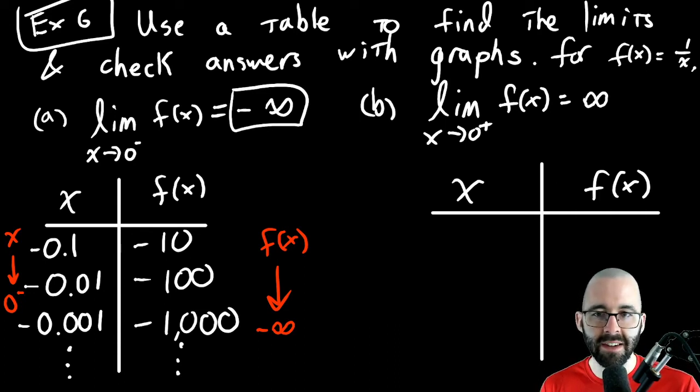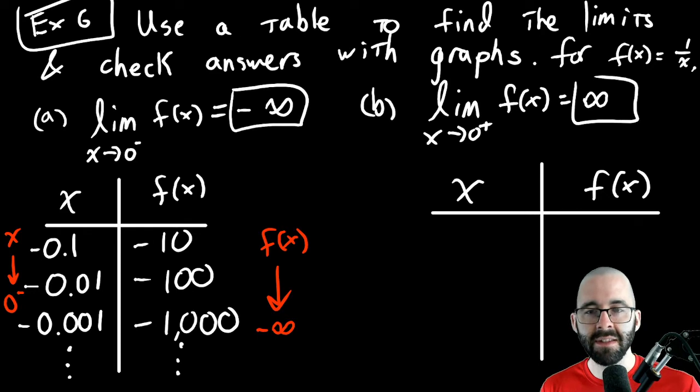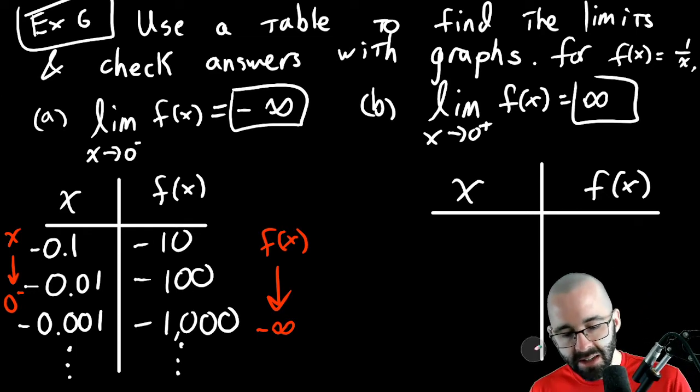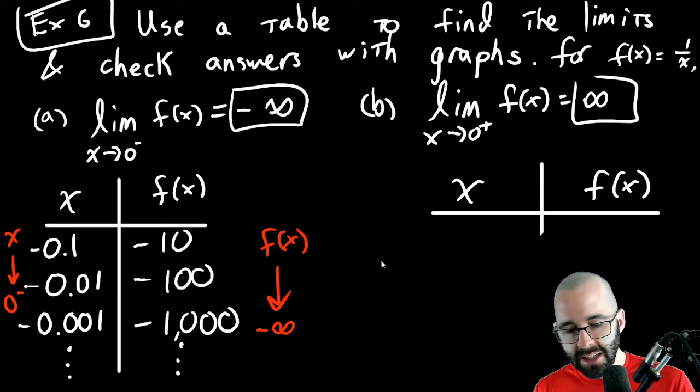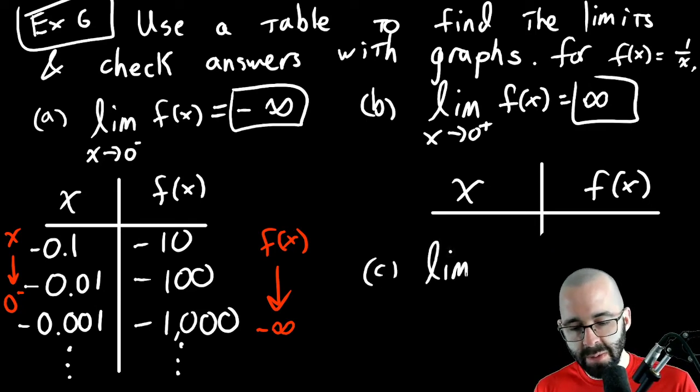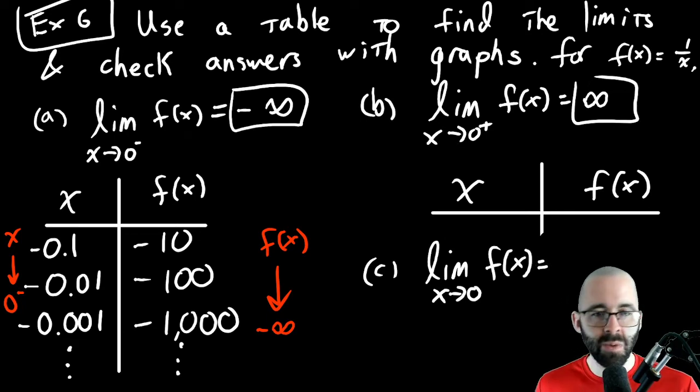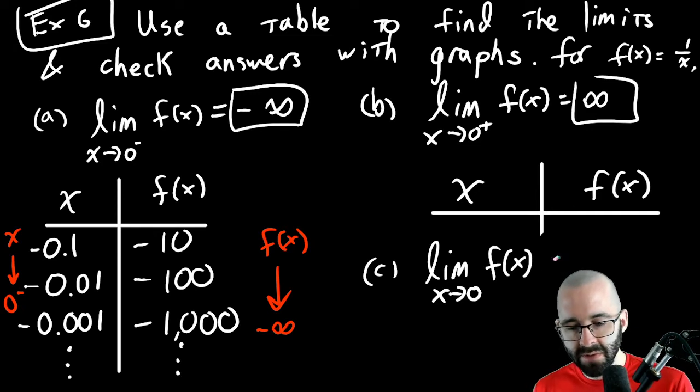It's positive infinity. So from the left is negative infinity. From the right is positive infinity. So if I asked you a part C, hypothetically, what's the limit as x goes to 0 of this function? Well, it's got a different limit on the right and a different limit on the left. We're going to say this limit does not exist.